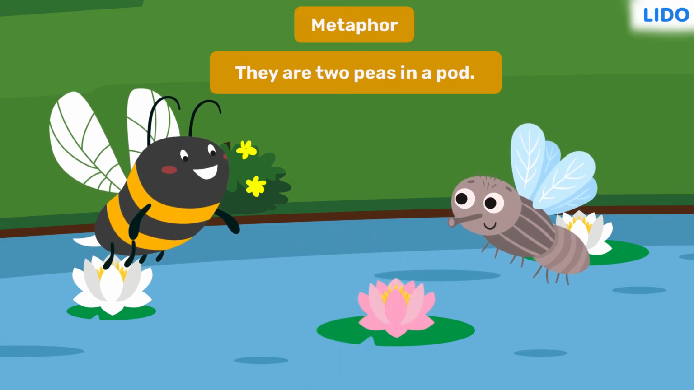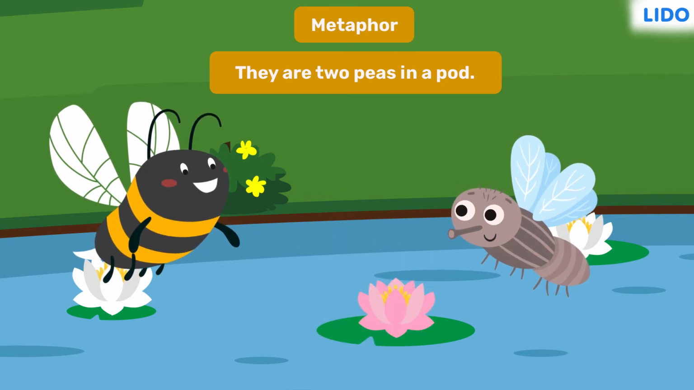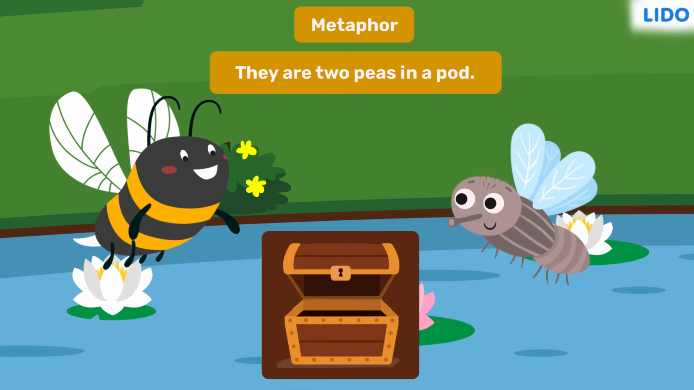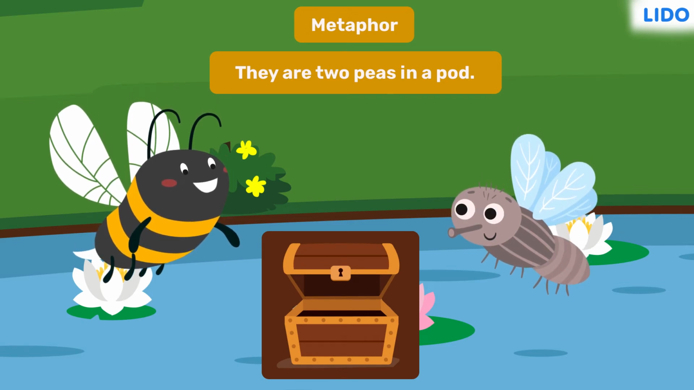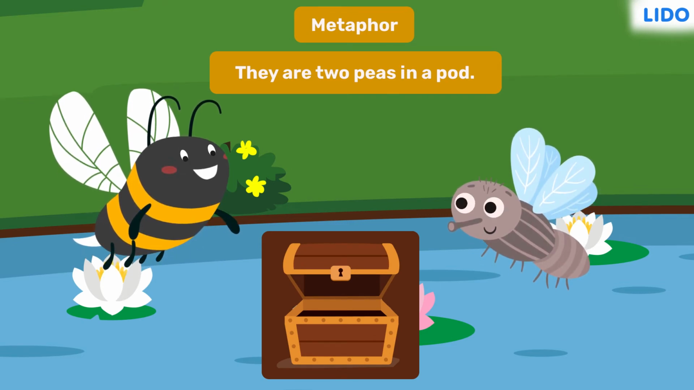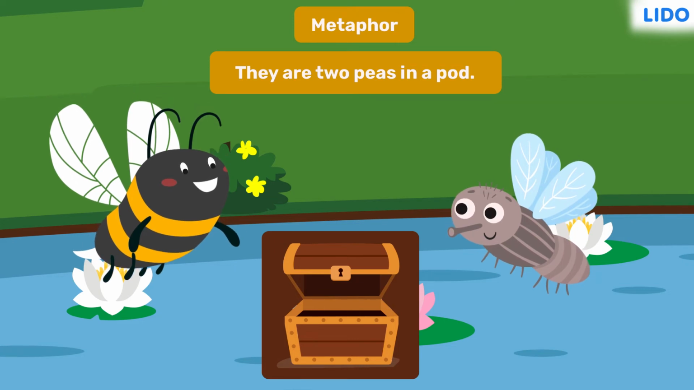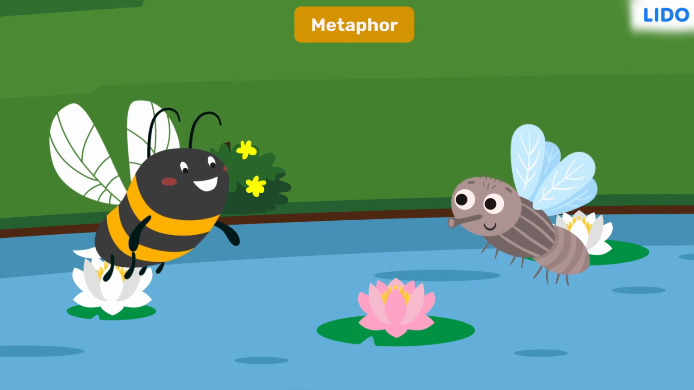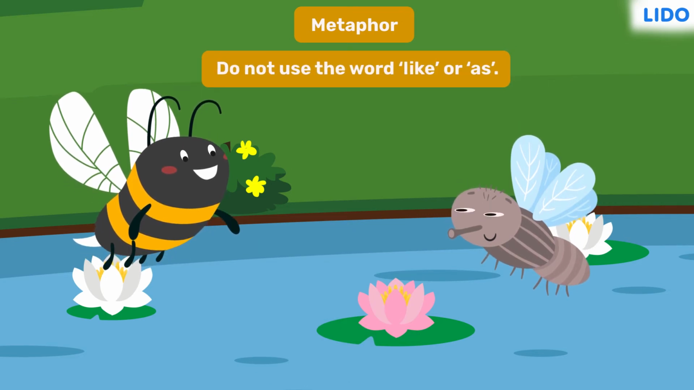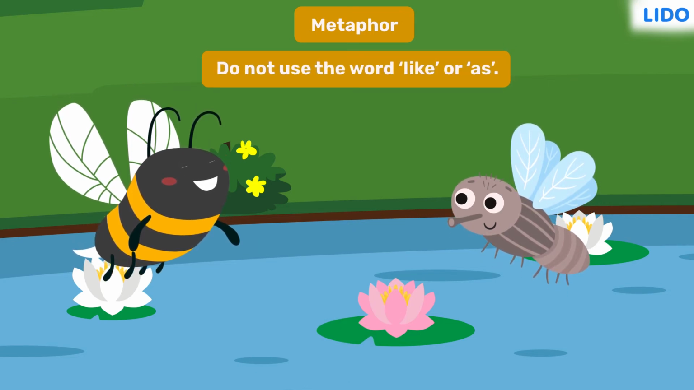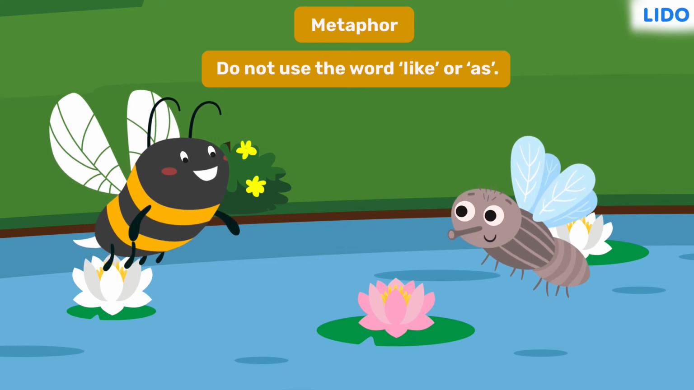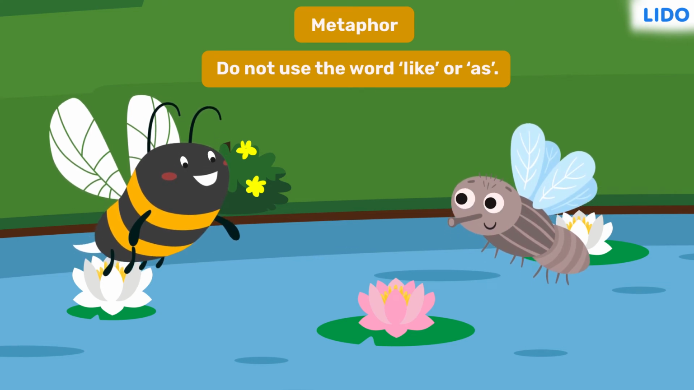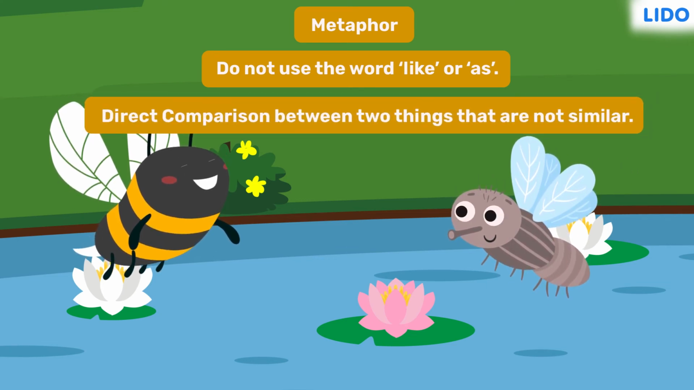For example, the bee thinks that the fly is a treasure. Here, the fly is an insect but is being directly compared to a treasure because both are precious and valuable. A metaphor does not use the words like or as, but it uses the word is or are. This is because it is a direct comparison.